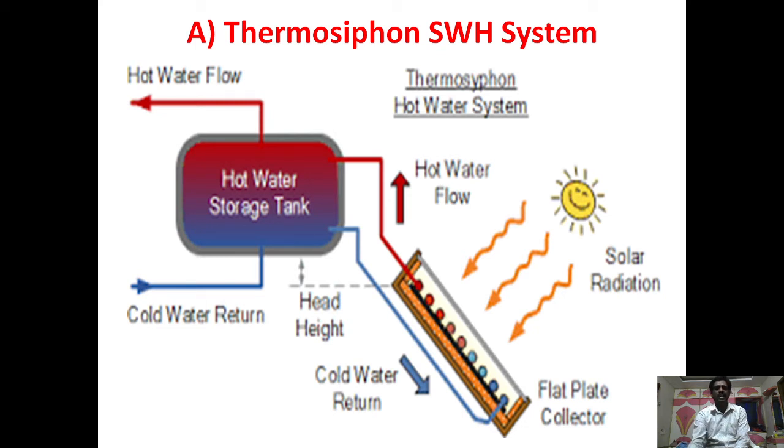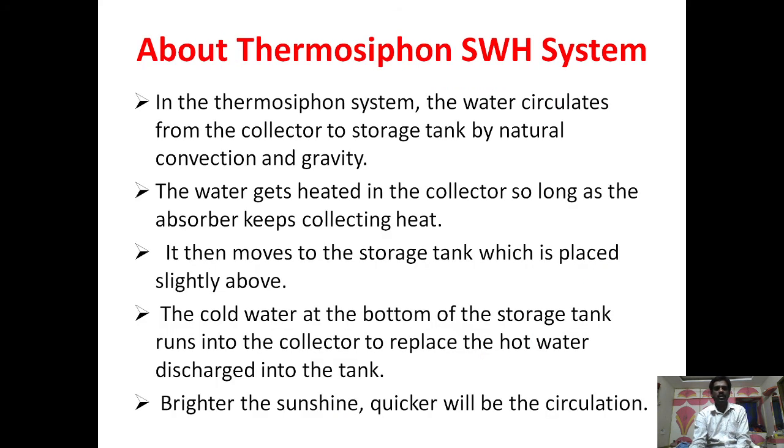Now see that the hot water that enters the storage tank, the storage capacity of the water must be equal to the heating capacity of the circulators. This is the thermosiphon system. So this is the explanation part of the thermosiphon system. In the thermosiphon system, the water circulates from the collector to the storage tank by using natural convection and gravity processes.